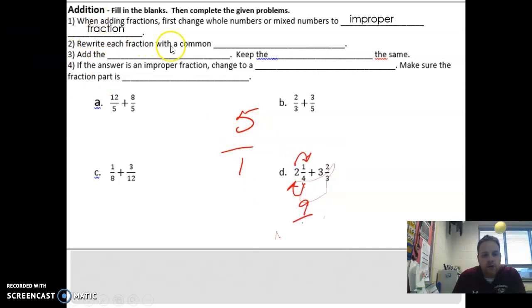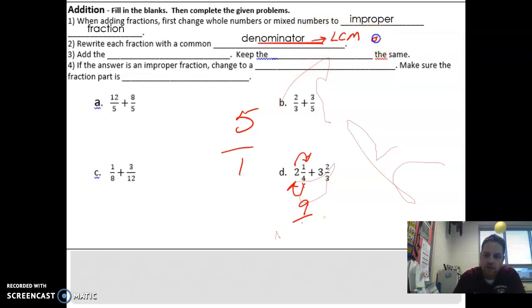Up here it says rewrite each fraction with a common denominator. Now if you finished the quiz or test early on Friday, you watched a preview video, a review video about common denominators. You just want to think, what is going on here? Common denominator is really just finding the LCM of the denominators, and that's your new common denominator. So we'll talk about that in a second.